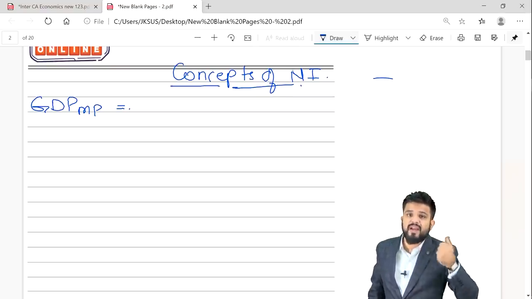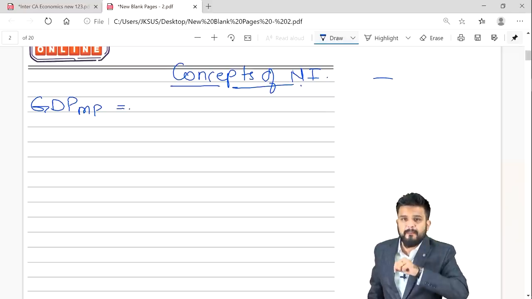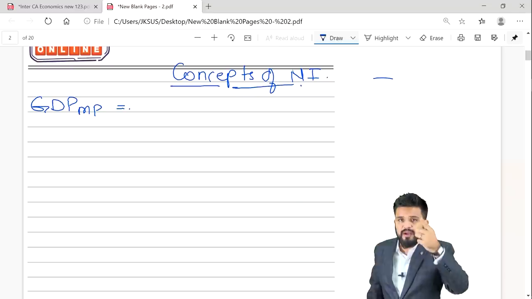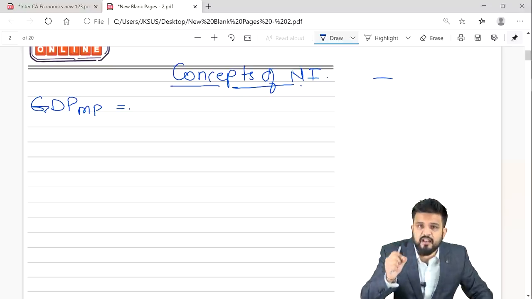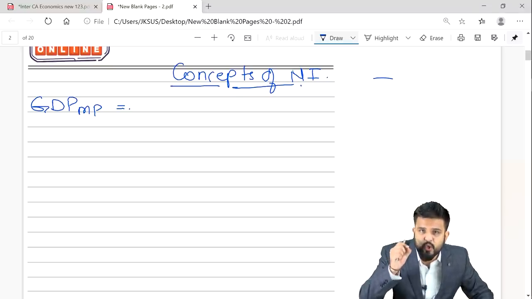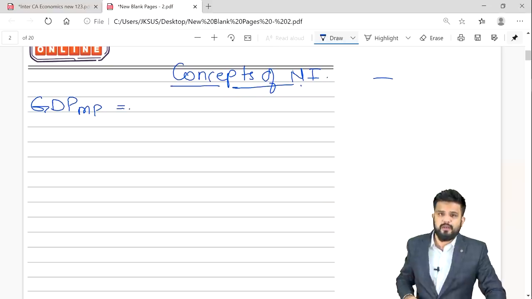One thought will come, sir, why do we have to remove indirect tax? Because indirect tax is an unearned income. We people buy goods, government earns money. Indirect tax is an unearned income, and unearned income has no place in GDP or national income.